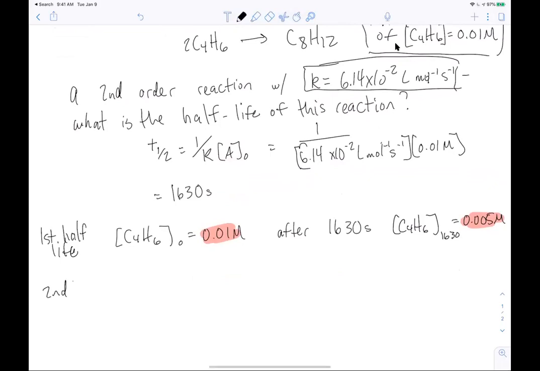The second half-life then, now what you're looking at is the time it takes to go from this new value. So this is the first time. It took me 1,630 seconds to go to half, which is 0.005. Now I want to know how long is it going to take me to go from that to whatever half of that is. So 0.005 divided by 2, so 0.0025.